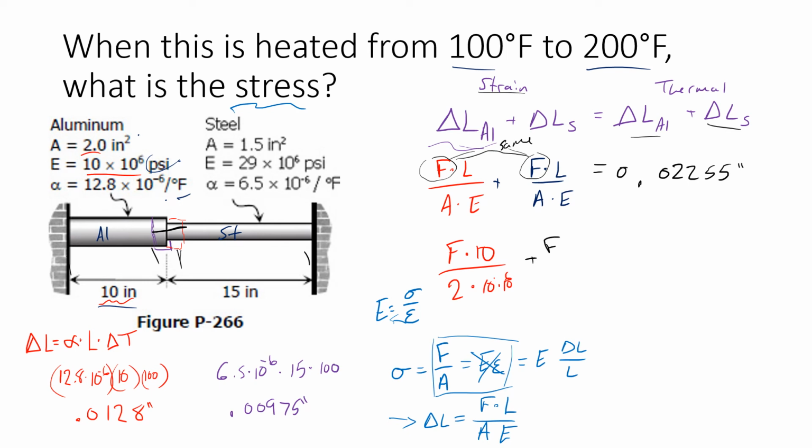Now we also have for steel, the F is going to be exactly the same times L. The length of steel is 15, divided by the area of steel, which is 1.5. And the modulus of elasticity is 29 times 10 to the 6. And this is going to equal that number here, 0.02255.